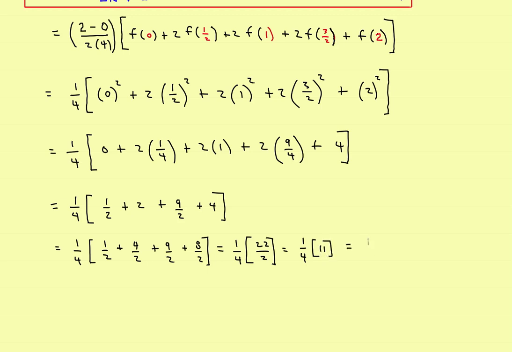So the final answer is going to be 11/4. And what this is going to be, that's going to be the approximate area. So we'll call it the approximate area using 4 trapezoids.